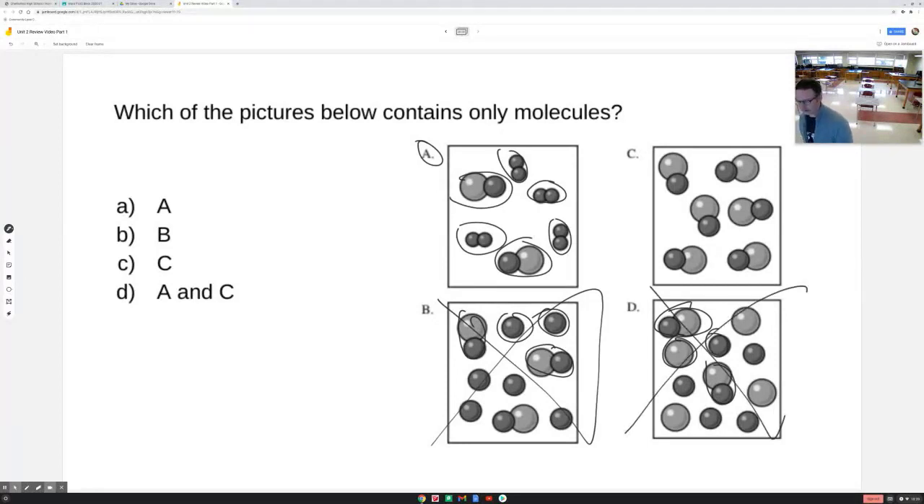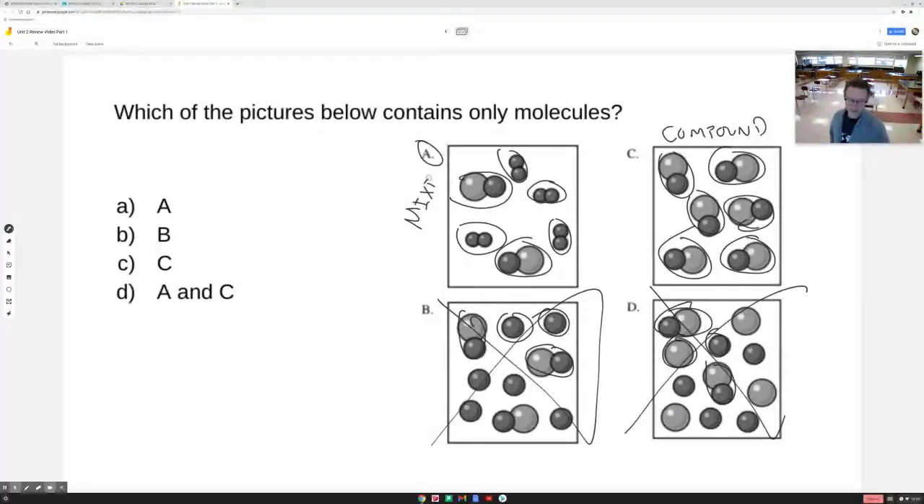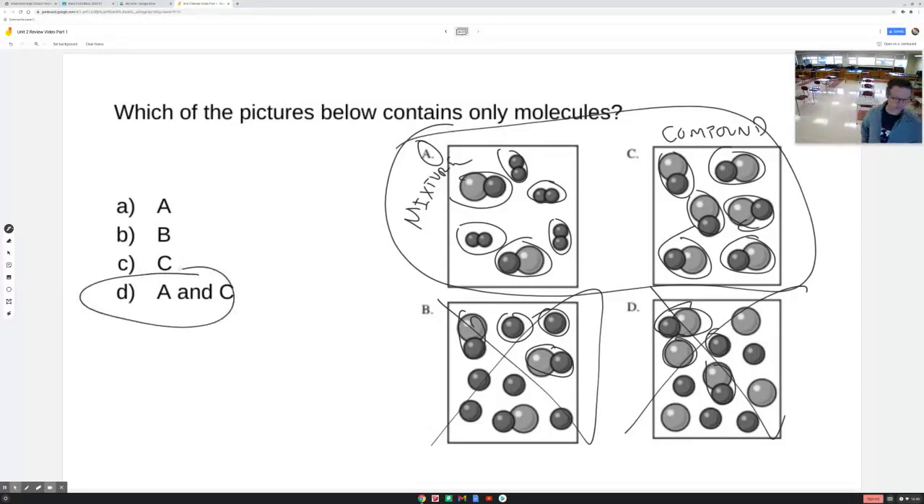So what about C? C has all molecules and all the same molecules. So this would be an example of something that's a compound by itself. This is a mixture, but it's a mixture of molecules. So both A and C are examples of groups that only contain molecules.